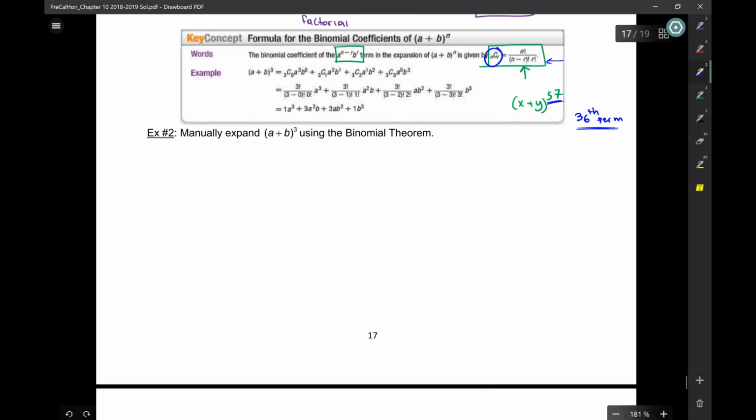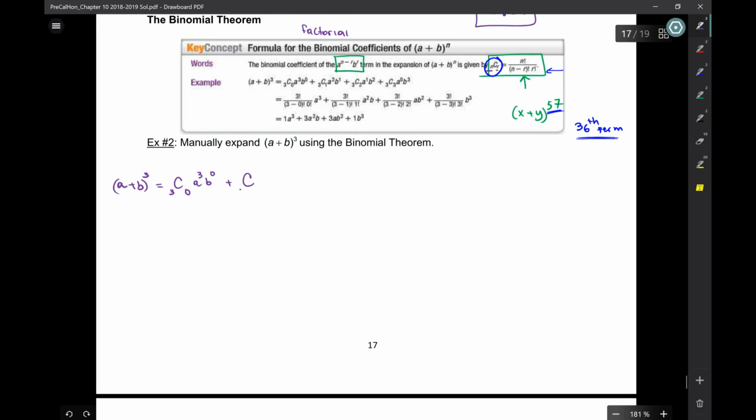Okay, so here's how it works. What we have to do is a plus b cubed. You have the coefficient here. So you have the first coefficient, and that's C. Look at what it says here, n and then r. So 3, and then this is the 0th term, so it's 0. And then you have a cubed b to the 0, same as before, plus C.